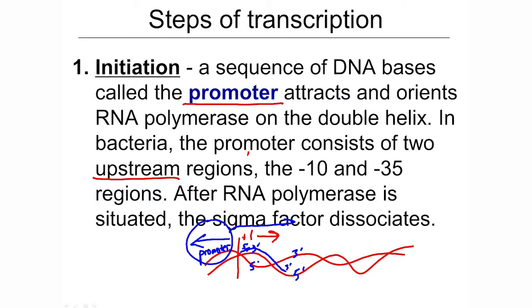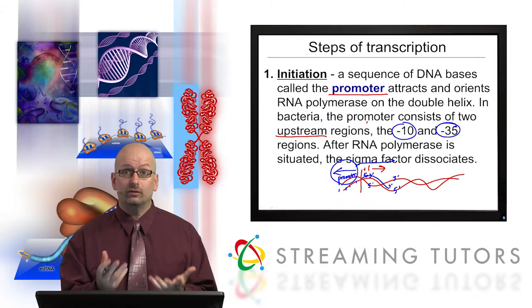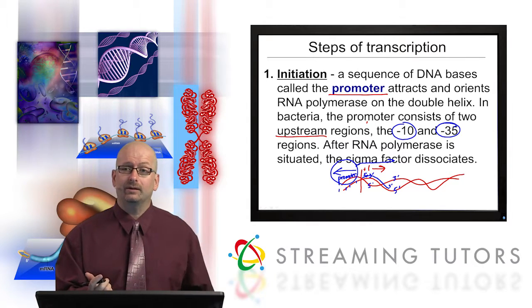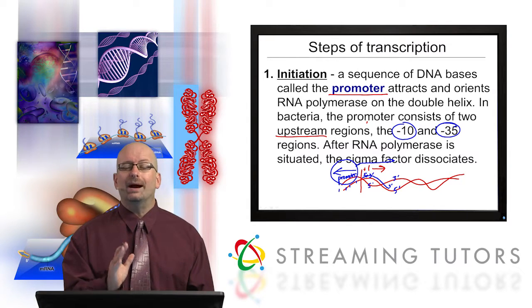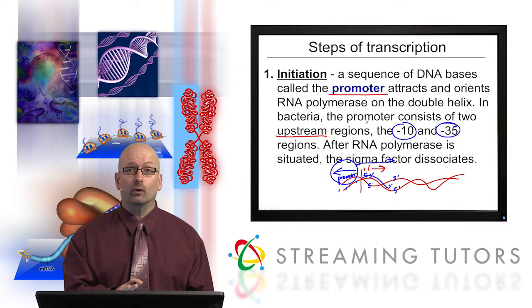Now, -10 and -35 regions, it turns out that those are very definite places where RNA polymerase contacts the DNA, and there have to be rather specific sequences there in order for that to work correctly. So this is a very highly orchestrated event. The -10 and -35 regions are most important for prokaryotic promoters.